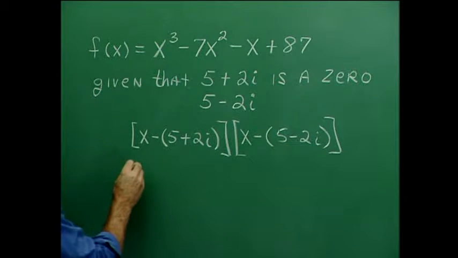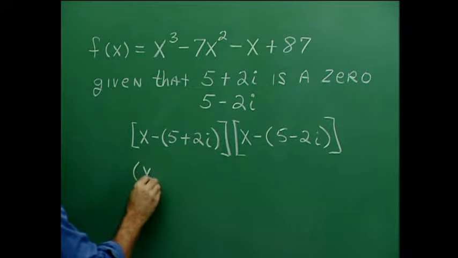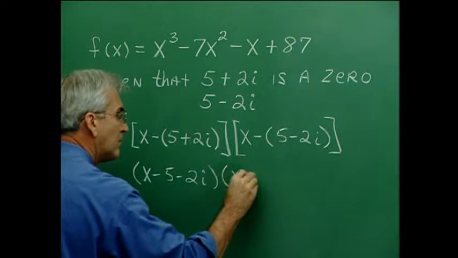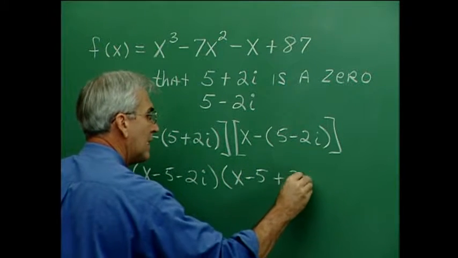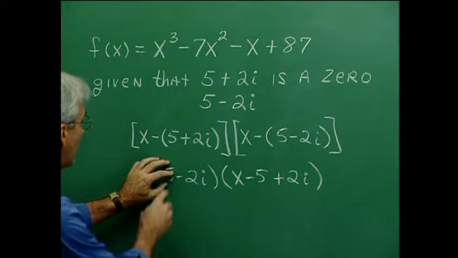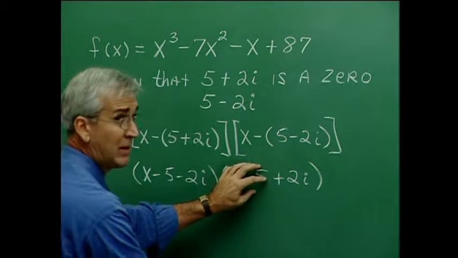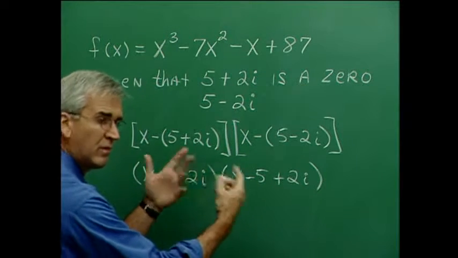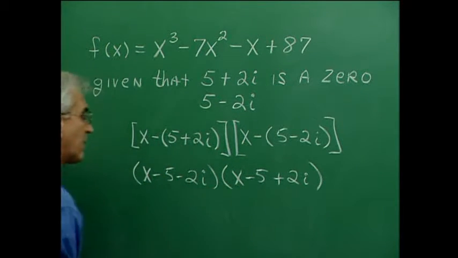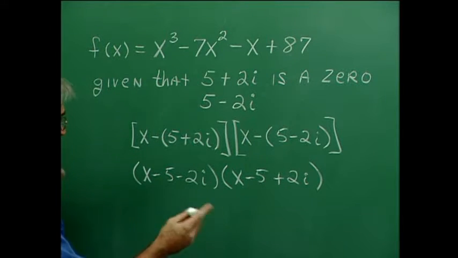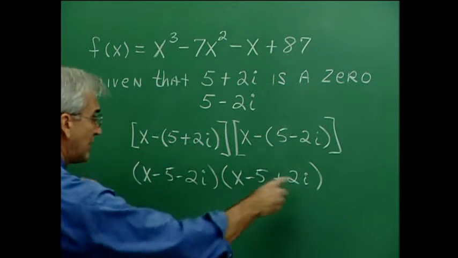Now, to clear this up, we have x minus 5 minus 2i, and then x minus 5 plus 2i. There are actually a couple of ways to accomplish this multiplication. We could think of ourselves as having a binomial minus 2i, same binomial plus 2i. So the sum and difference of the same two terms, we could use that kind of strategy if we wanted to. But I'm going to use the old way, the long way where we just multiply every term here times every term there.